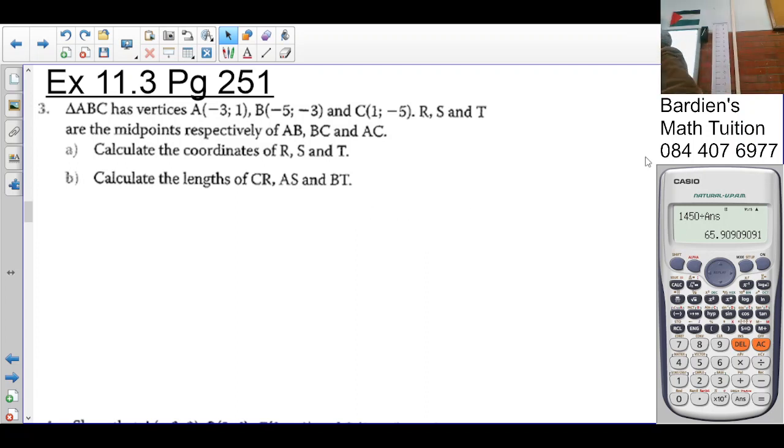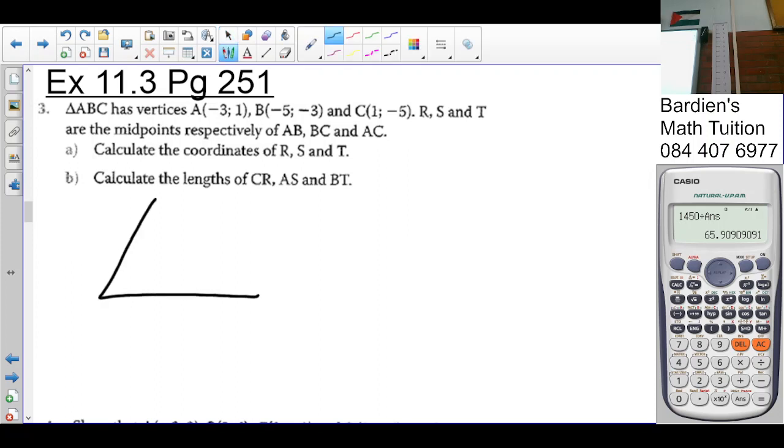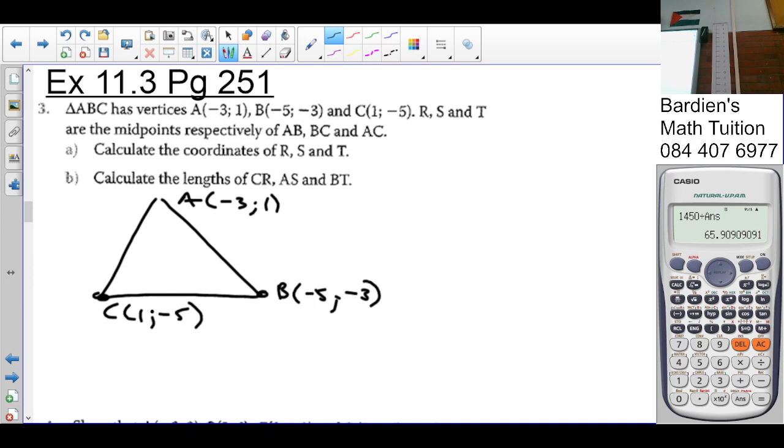Okay, so let's look at number 3 quickly. We are told that ABC are vertices. So I'm not going to draw the triangle in the quadrant. I'm just going to do it as follows: AB, on the Cartesian plane, C, which is 1 and negative 5. Definitely you'll get a better representation of what's happening if you had to draw it on the Cartesian plane. Okay.